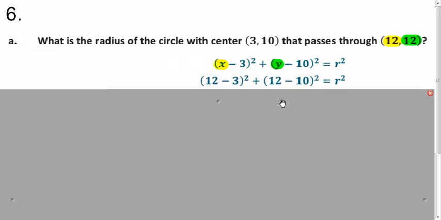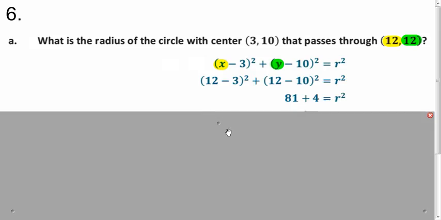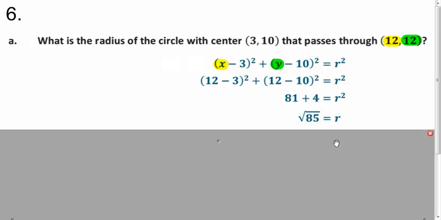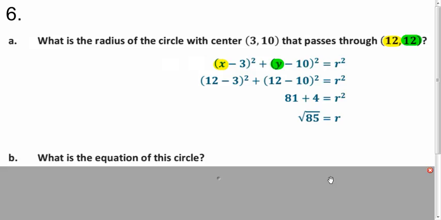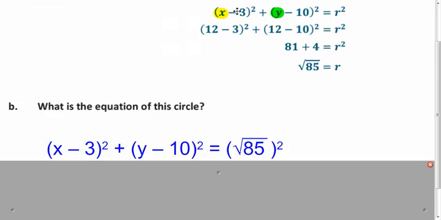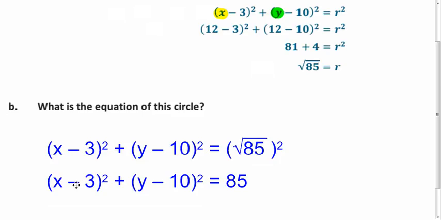Right, so this is pretty much what we were doing with the Pythagorean theorem before. Let's see, so we get 81 plus 4 is r squared, so the square root of 85. So what's the equation of the circle? So instead of r, we're going to plug in the square root of 85, but the squared and the square root are going to cancel out, and we just get the quantity x minus 3 squared plus the quantity y minus 10 squared is 85.